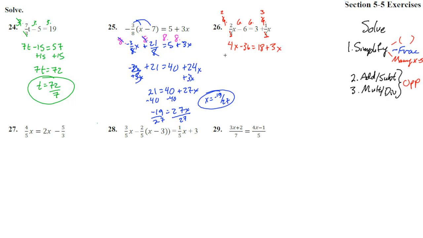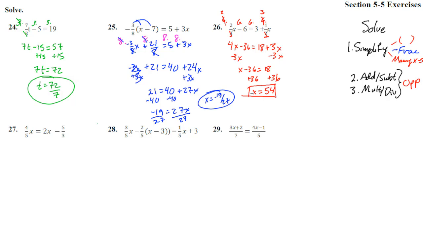Okay. Do we have many x's? We do. So let's subtract the 3x from both sides. We get x minus 36 equals 18. Then add 36, and we get x equals 54. Good deal. Number 27. Ooh, look at those fractions.